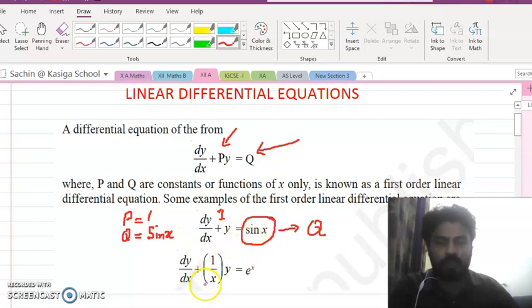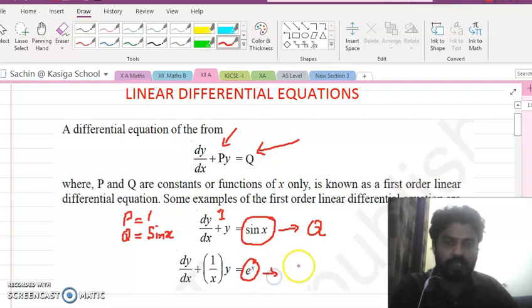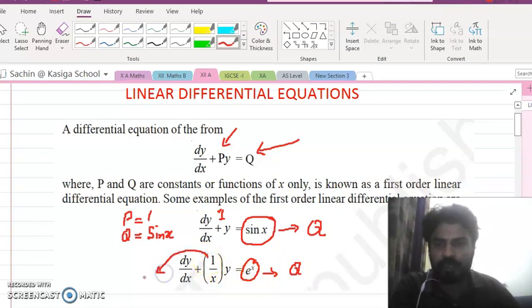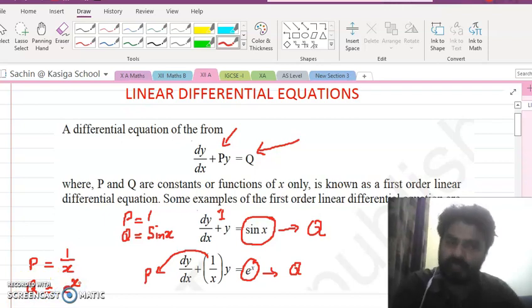So we have another example of a linear differential equation. See over here, dy upon dx plus 1 upon x times y is equal to e to the power x. So this e to the power x is q and the coefficient of y, which is 1 upon x, is p. So your p is equal to 1 upon x and your q is equal to e to the power x. But what do I have to do with this p and q? That we have to study.